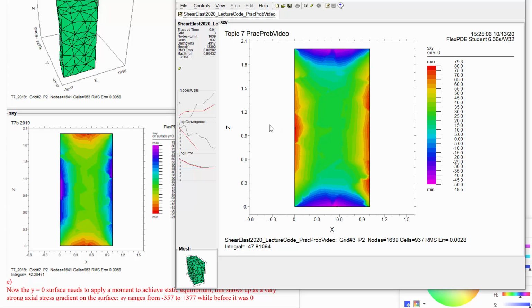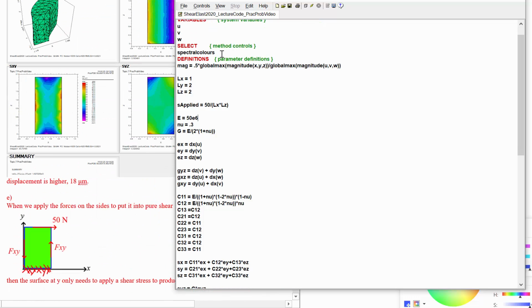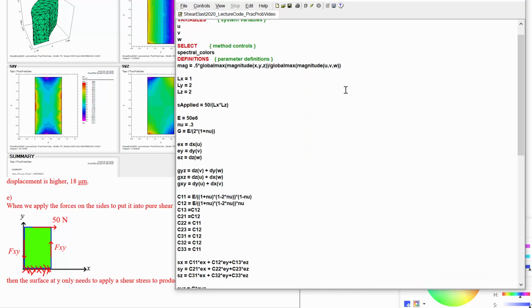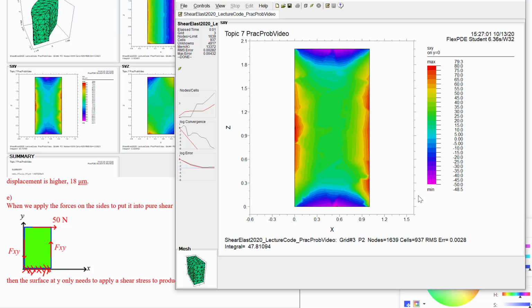So this code in the practice problem solution is using an option in select called spectral colors, I think. What was the code for that? Spectral colors? It's with an underscore. Spectral underscore colors will now make the colors look kind of like this. So you can make it so red is the lowest and purple is the highest, instead of the default, which is red is the highest and purple is the lowest.